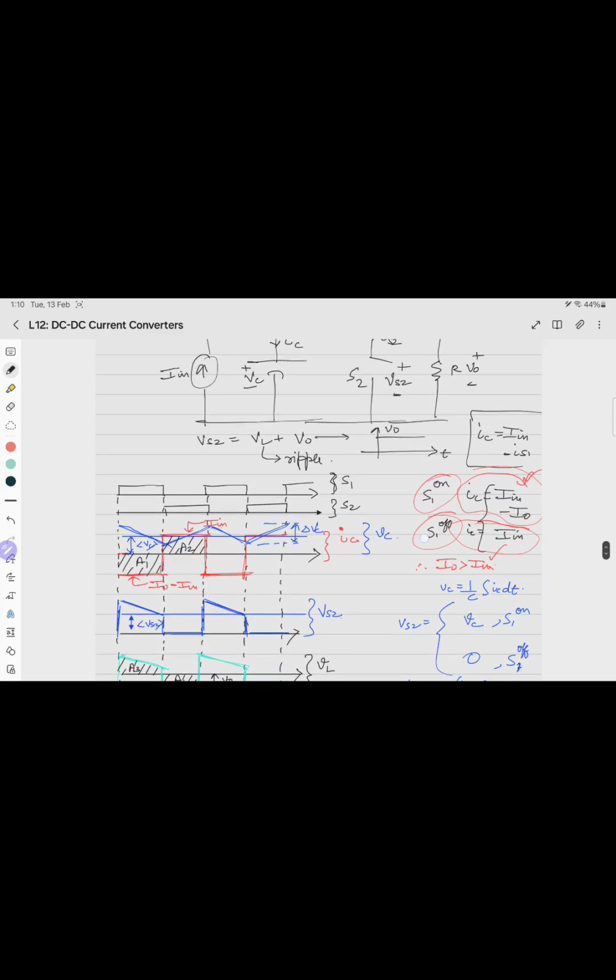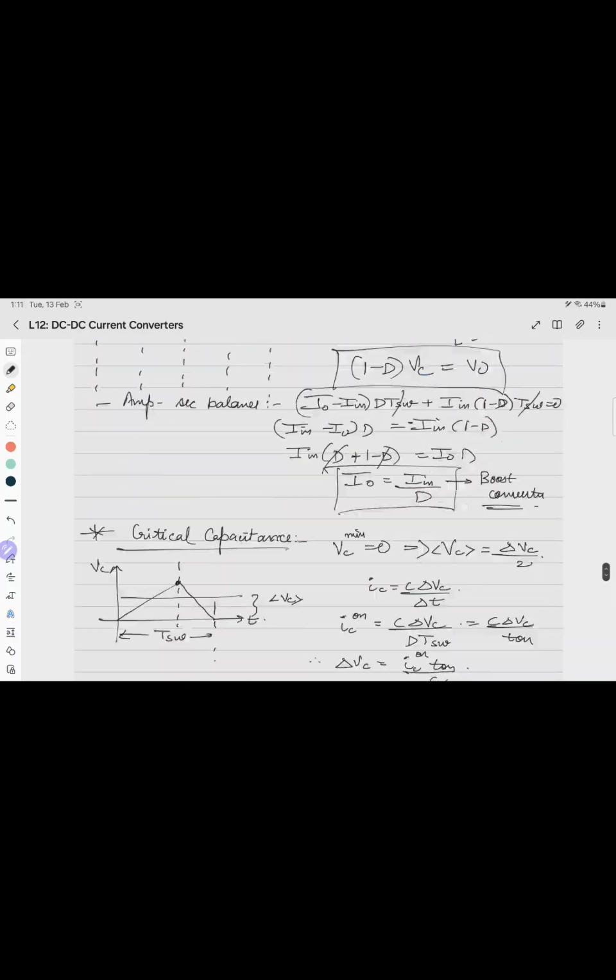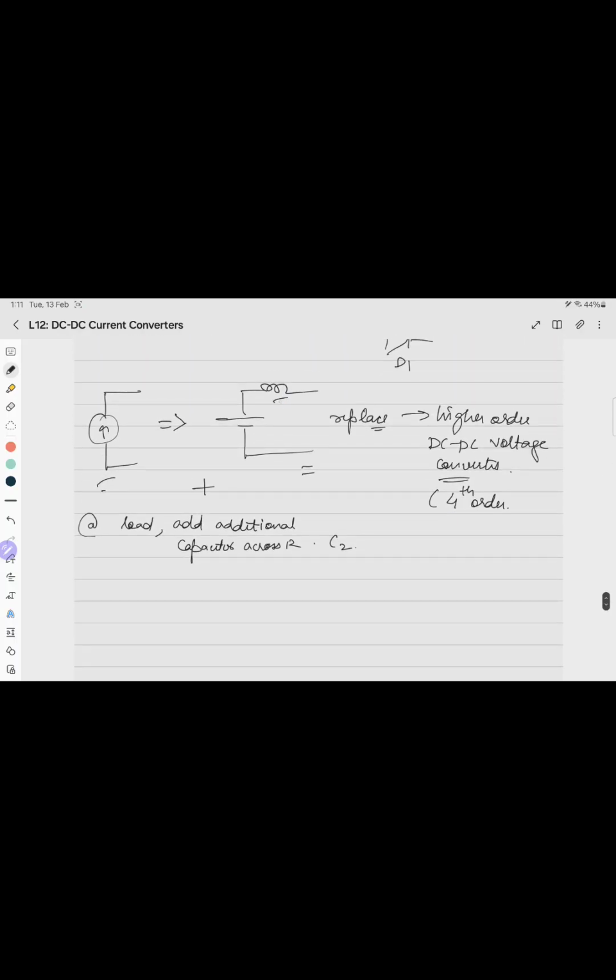The capacitor which is already present in the DC-DC current converters, let that be C1, and the inductor which is already present in these DC-DC current converters, let that be L2, and this inductor which you are adding in series with the voltage source, let that be L1. That's why it becomes fourth order, because here we have 2 L and 2 capacitors. This will give rise to fourth order DC-DC converters.